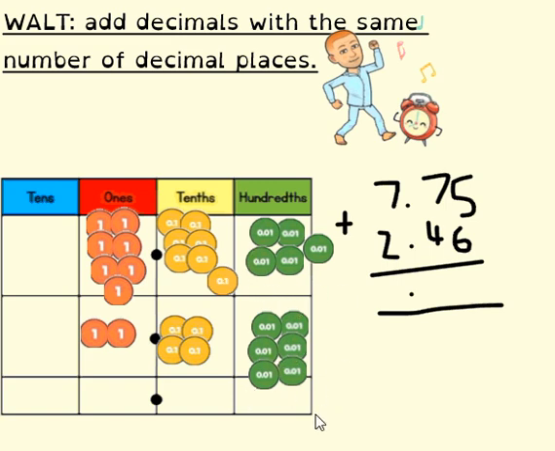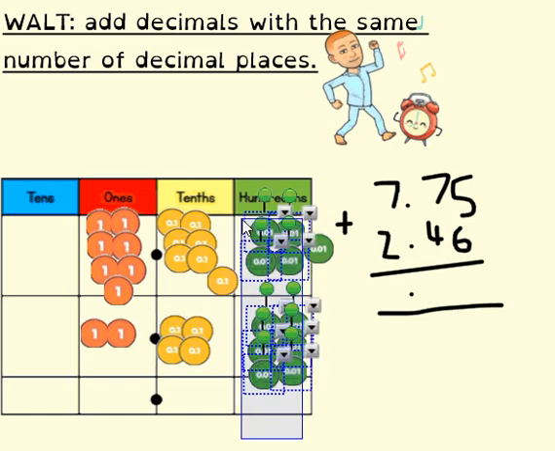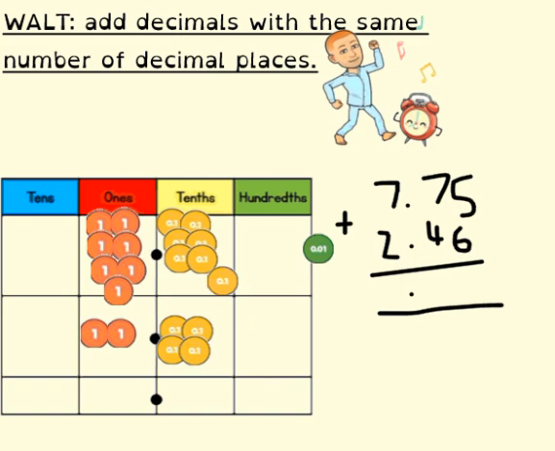Because I have got 10 or more, I can perform an exchange. We looked a little bit at exchanges last week. I can exchange 10 of my hundredths. Let me select them all up. I can exchange those 10 hundredths for 1 tenth because 10 hundredths is equivalent to 1 tenth.